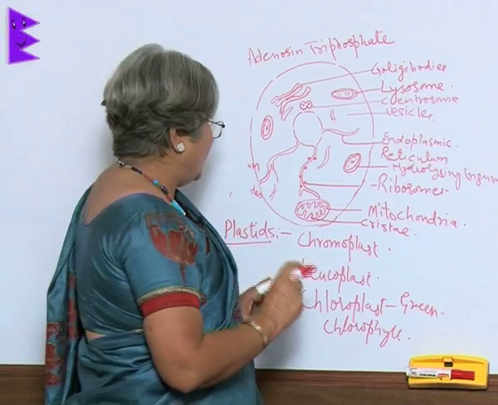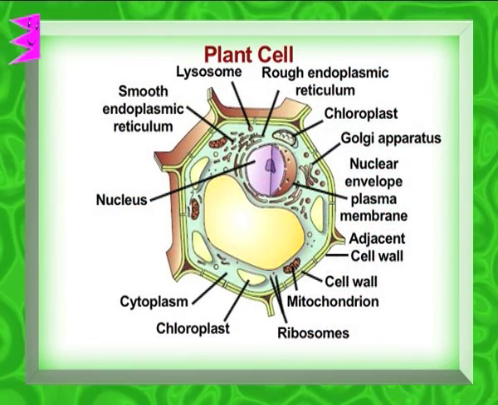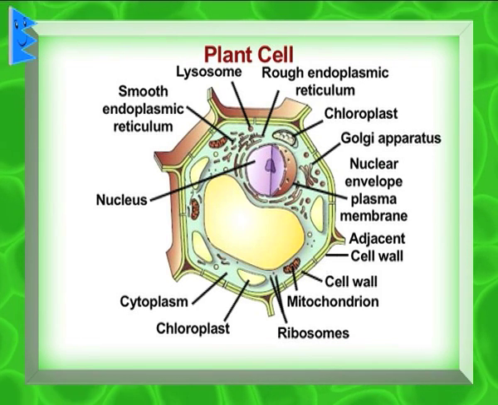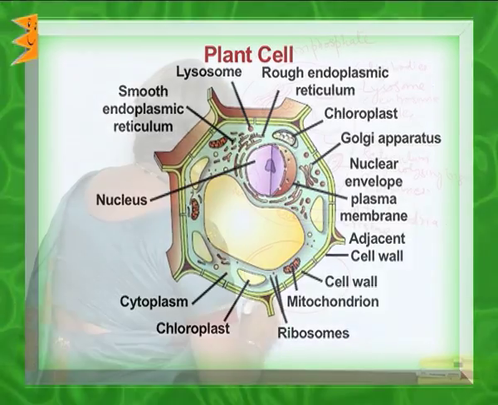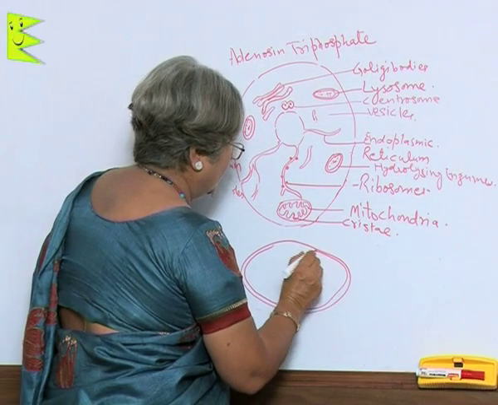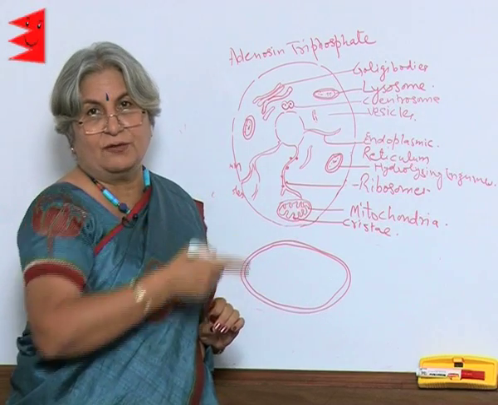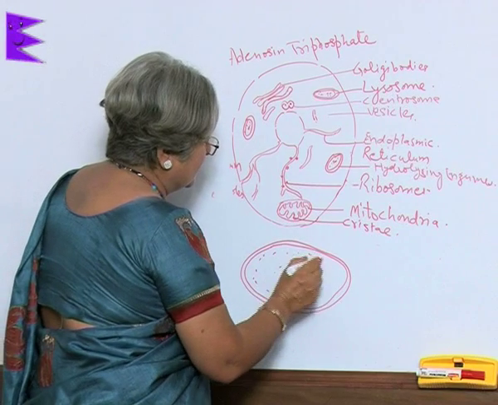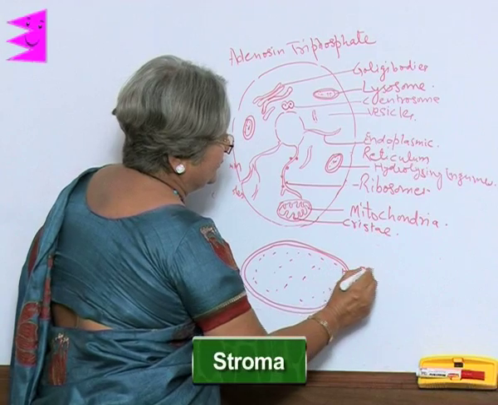The structure of chloroplast is, you can say, a little more complicated. Just like mitochondria, it is oval in shape with a double membrane, but no cristae, so it has a smooth inner wall. It is filled with a ground substance which is called stroma.